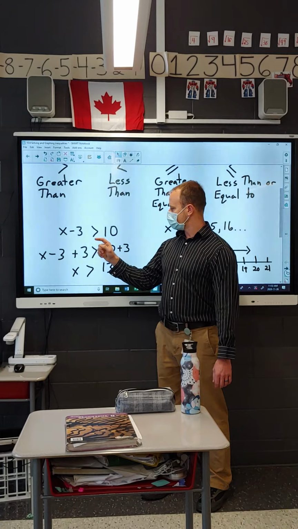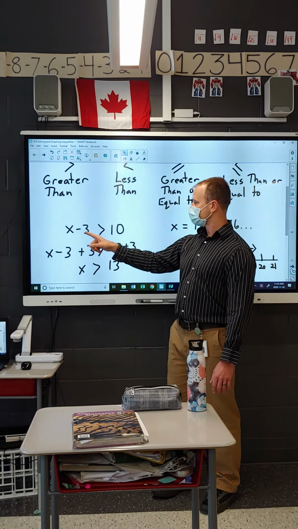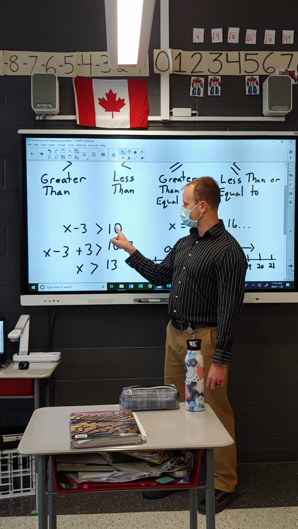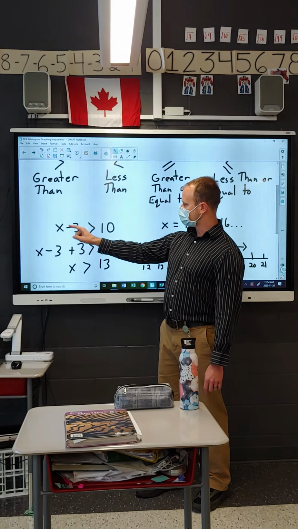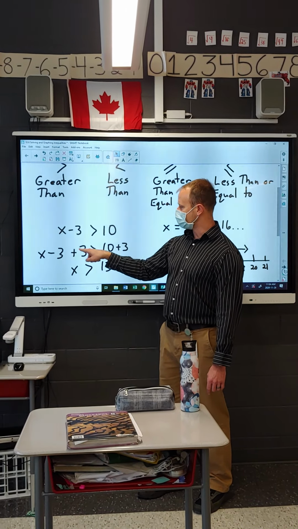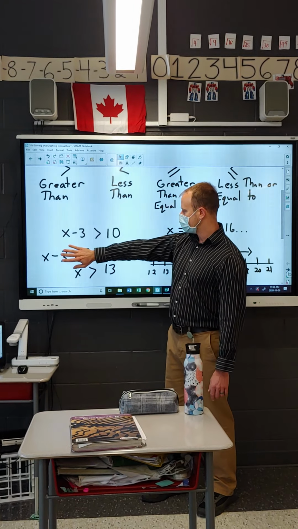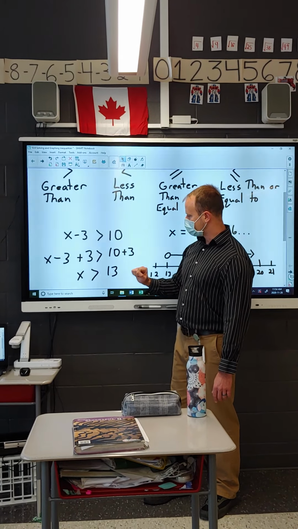Okay, so here's the equation, or not the equation, the inequality. x subtract 3 is greater than 10. We're going to solve it the exact same way. We want x by itself, so we're going to make this equal 0. So we're adding 3 to both sides, just like we do with an equation. These equal 0, leaving us only with x. 10 plus 3 is 13.